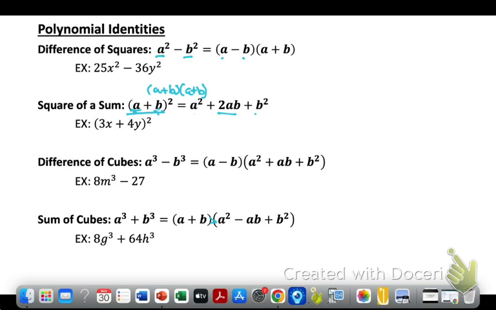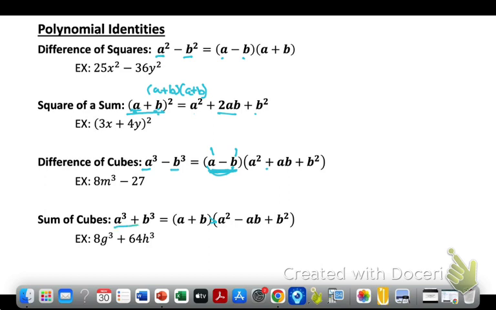You just do it. Okay? Then I have difference of cubes. So it's a cubed minus b cubed. You take the cube root of each, the same sign. And then this becomes what you're going to use. You square the first. You multiply the two together. Change the sign. And then square the last. Every time.